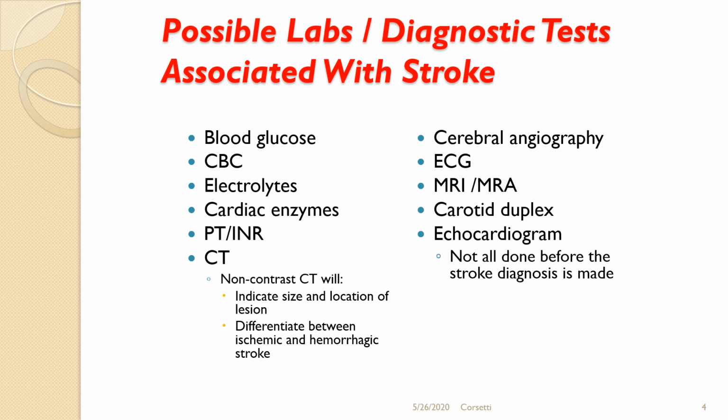A cerebral angiography, so we may be able to map the blood vessels and see what's going on, and maybe even pinpoint the area of blockage, right? An ECG, an MRI, a carotid duplex, that's where they do like the ultrasound of your carotid arteries. Maybe they can see a huge area of plaque that's been breaking off. And an echocardiogram. This is not all done before the stroke diagnosis is made, by the way. So maybe you had a TIA and you dodged a bullet there, and now they want to figure out the possible cause of that. So they may do an echo.